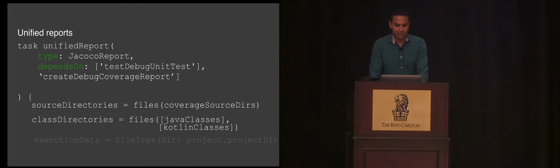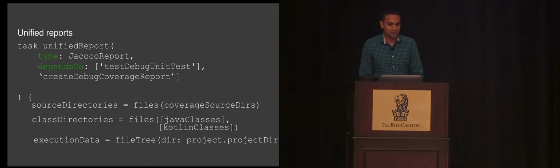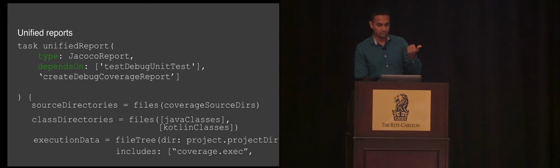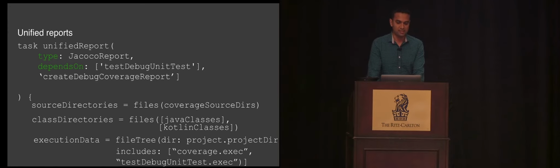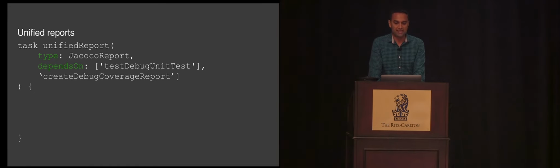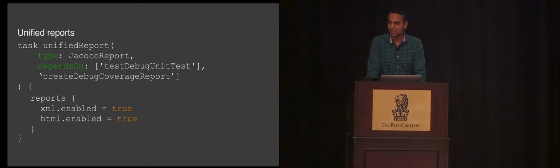So with that, all the type that JaCoCo report asks for is the source directories that you've already specified, the class directories that you've applied the file filter on, and the execution data. The execution data is actually the raw report that you got from running the tests. To specify the location for these, use coverage.exec for instrumentation tests, and test debug unit test.exec for unit tests. The last step here is to specify what kind of report you're looking for.